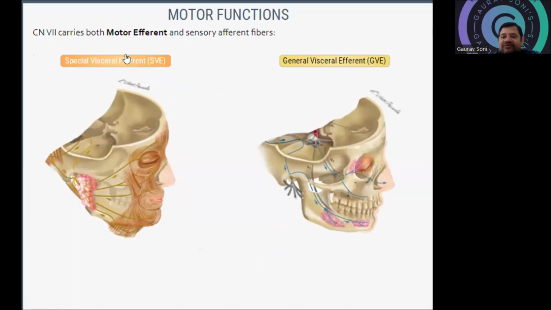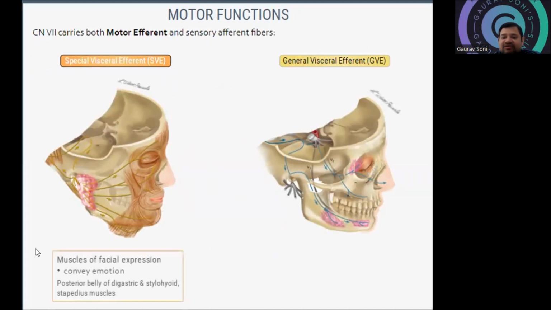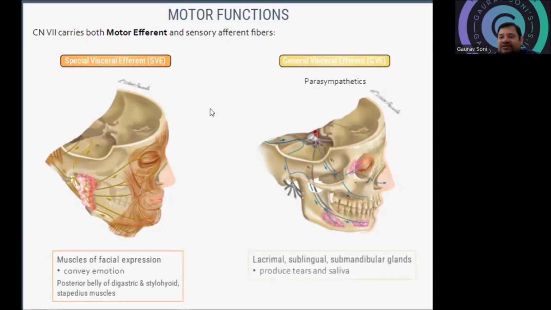So as we know, this particular cranial nerve is a mixed type of nerve, so it has both motor efferents and sensory components. The special visceral efferents work for the muscles of facial expression, which convey the emotions, and the posterior belly of digastric, stylohyoid, and stapedius muscles. These are mainly conducting motor fibers. Then general visceral efferents, they will be parasympathetics to the lacrimal, sublingual, and submandibular glands, which produce tears and saliva. So this will be its motor function.